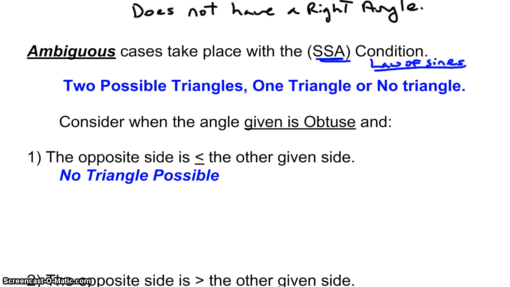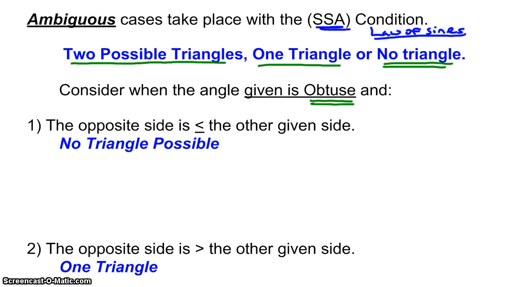Now, when we have this, we have two possible triangles that could be formed. We could have one triangle that's formed, or even no triangle formed. And so we're going to consider two cases. One where the given angle is obtuse, and one where it's given as an acute angle. So in this case, the angle given is an obtuse. Now what happens? Well, the opposite side of the angle given is less than or equal to the other given side. Now that means no triangle is possible.